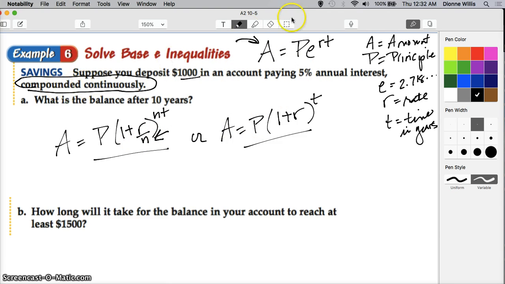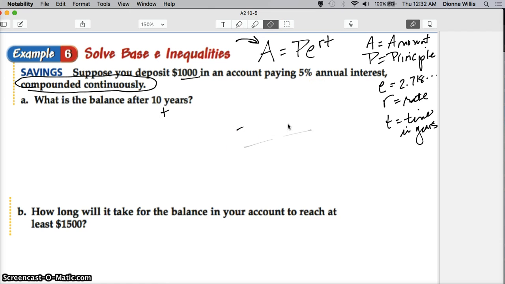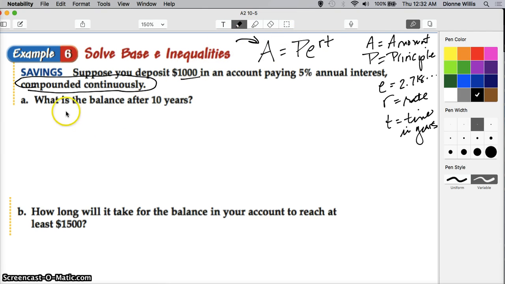So as soon as you see compounded continuously, you should know that we are referring to an equation with E in it. All right, we're returning to the formula with E in it. All right, with that said, let's go ahead and break it down. So we want to know the amount of money. So we're looking for A after depositing $1,000 in the bank at a particular rate of 5%. And we will write the 5% as 0.05.